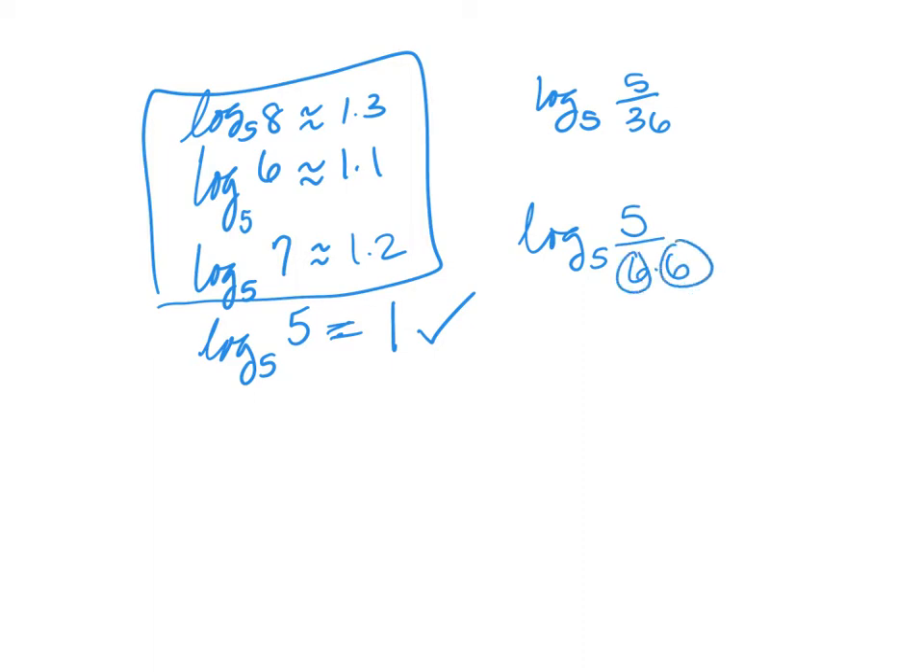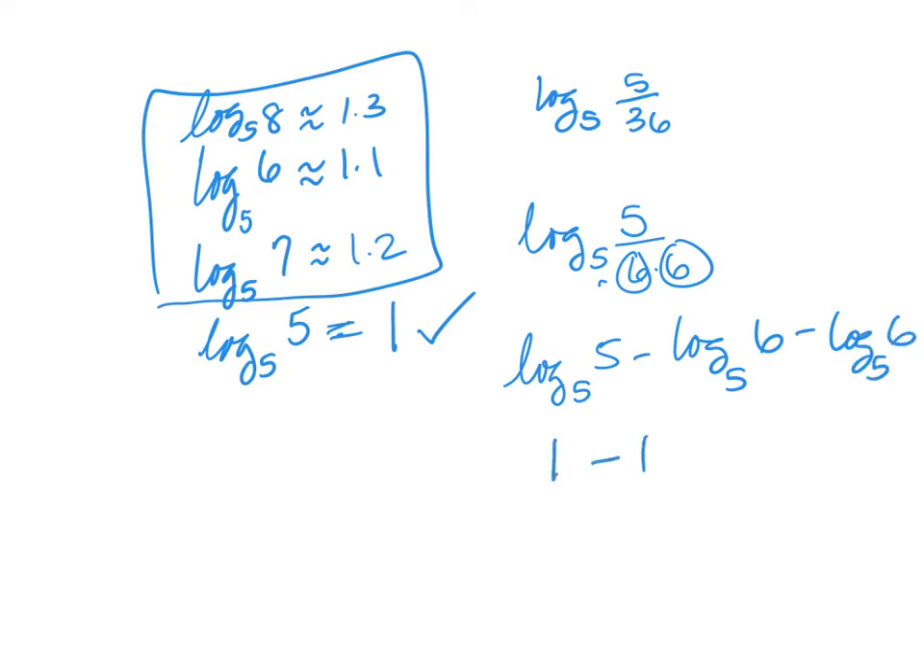So since these two are downstairs, these are minuses. So it's log base 5 of 5 minus log base 5 of 6, because it's downstairs, minus log base 5 of 6. So we get 1 minus 1.1 minus 1.1, which is 1 minus 2.2, which is negative 1.2, I think.